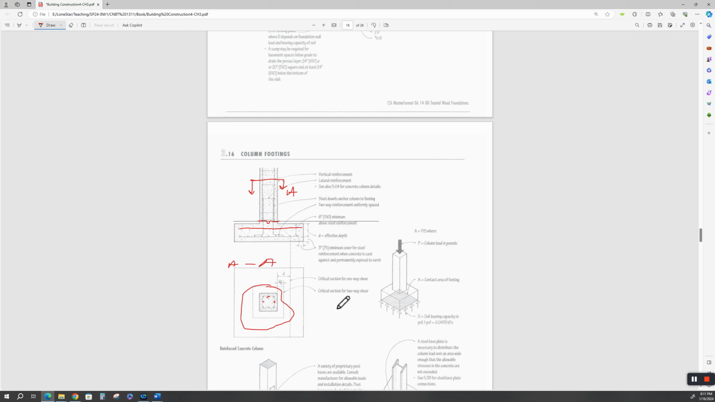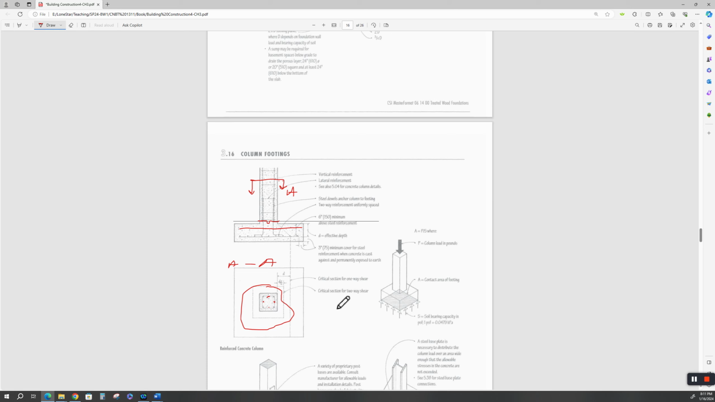And I don't know why he's using kilopascals, but I guess it's a European thing. It's a metric thing. But nonetheless, you divide the load by the soil bearing capacity, and that's how big you know to make your footing.